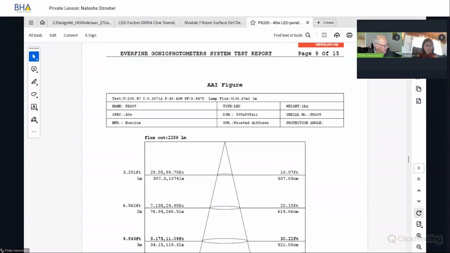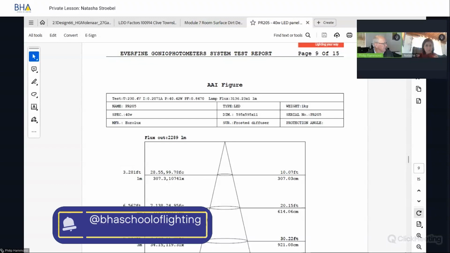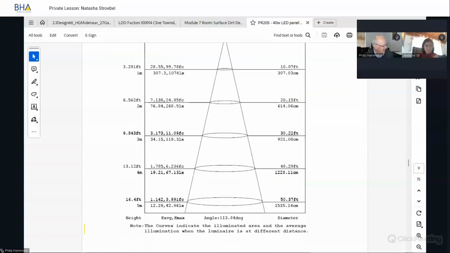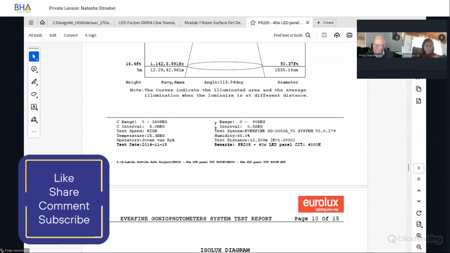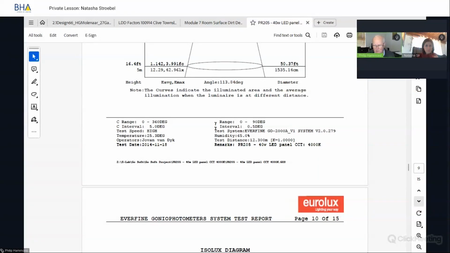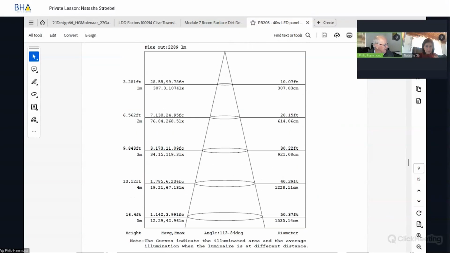All right. So when you look at this, all this top data is the same, and all the data at the bottom about the instrument is the same. So we only worry about what's in the middle. And you'll see here it says that the flux out, in other words, the light out, once it's outside of the light fitting, is 2,289 lumens.